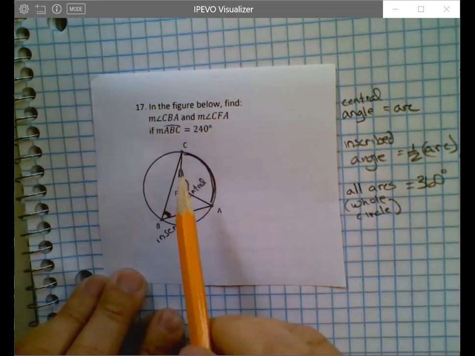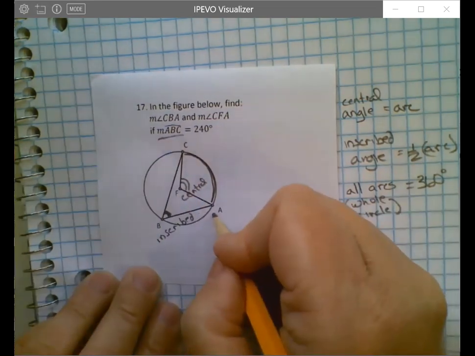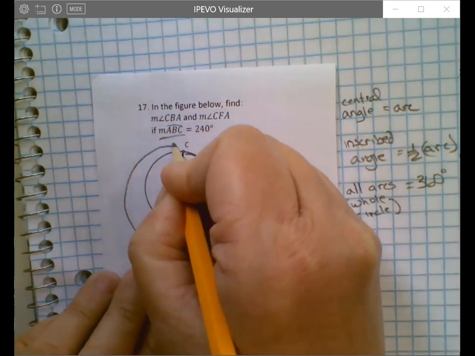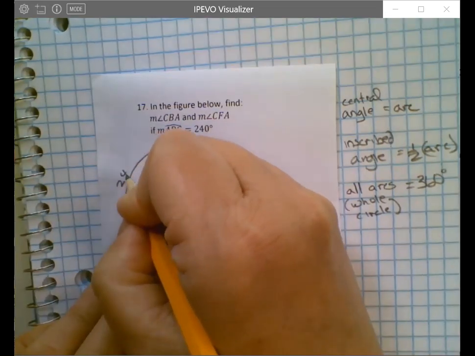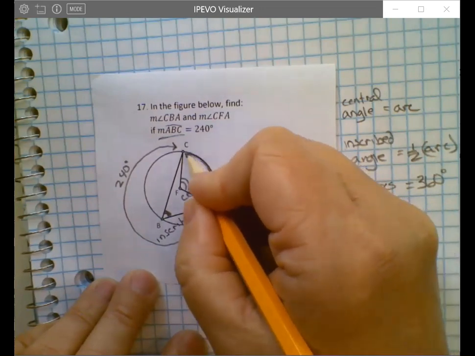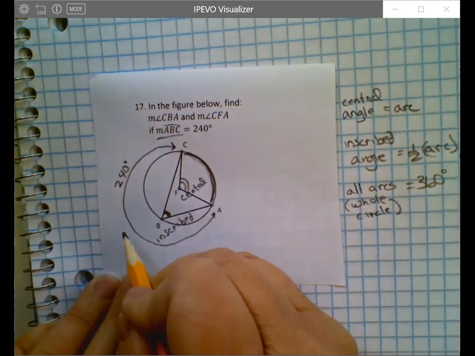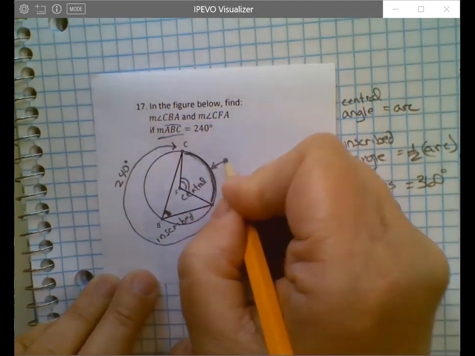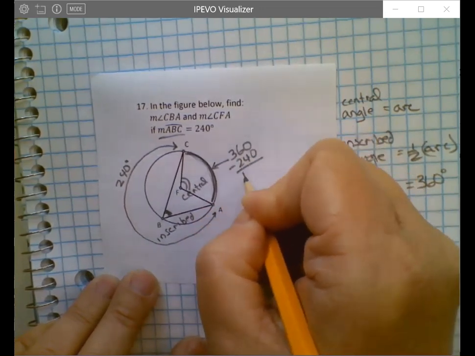All right, but what are we given? We're given measure of arc ABC. That means from A through B around to C. That large arc is equal to 240. All right, so what is this minor arc AC? So the major arc ABC is 240. The whole circle adds up to 360. So this arc has to be 360 minus 240 is 120.